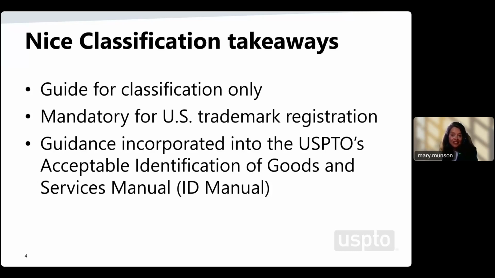Finally, the NEAS classification guidance is incorporated into the US ID manual. When new IDs are added to the manual, the administrator for trademark classification policy deliberates with her staff and decides what class is the right class. We then designate the class in the manual to take out the guesswork and in order to help applicants prepare their applications. Like I said, if you only remember one thing from this webinar, we would like for it to be these key points.